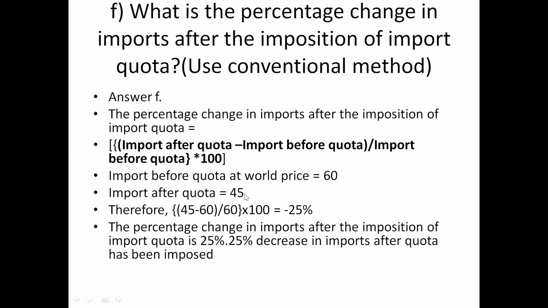So we put it into the formula, and that's how we can get the percentage change in imports. So the formula is import after quota minus import before quota divided by import before quota multiplied by 100. So we simply put these numbers into the formula and we get minus 25%. How do we interpret this? The percentage change in imports after the imposition of import quota is 25%. And why do we have this minus here? Because it shows that a 25% decrease has happened in imports after the quota has been imposed. Okay, so there is a 25% decrease in imports after quota.